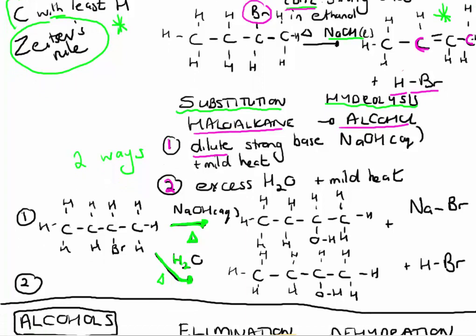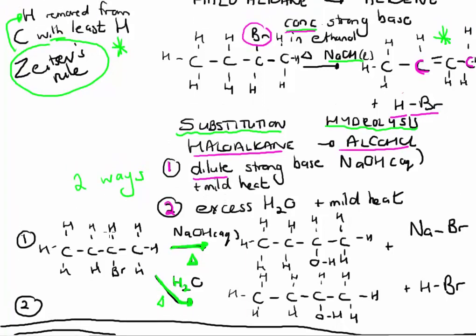So if we look at these 2 ways, the first way is if we have a haloalkane in the presence of a dilute strong base like NaOH, we see the formation of an alcohol. The OH attaches itself to the molecule, and we see that the bromine is going to be displaced or substituted, and it will attach itself to the sodium. So one of our products here is sodium bromide.